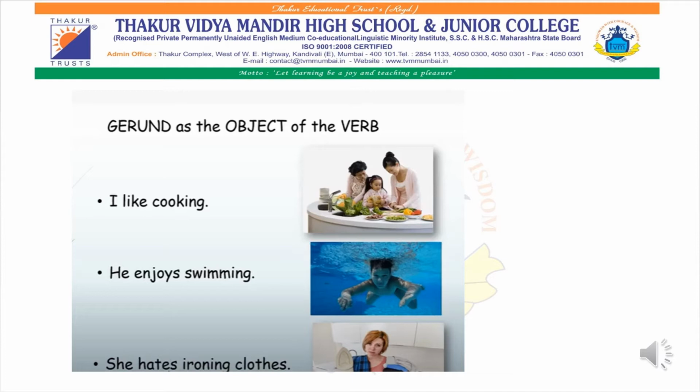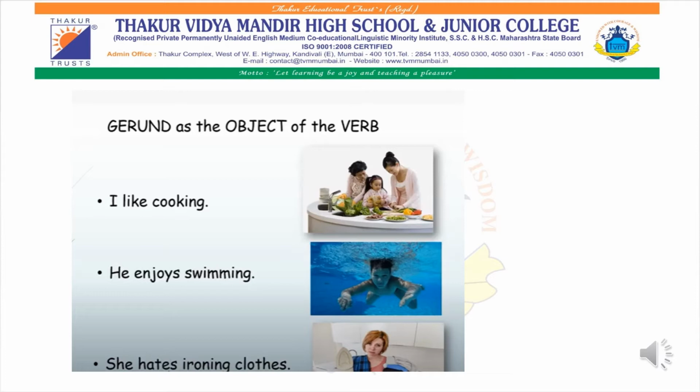Now, let's move to the next sentence. He enjoys swimming. He enjoys something. So what does he enjoy? He enjoys swimming. And over here we get swimming is an object of the word enjoys. Now, in the third sentence, she hates ironing clothes. In this particular sentence, she hates what? She hates ironing clothes. See, we are getting the answer when we ask the question what. So ironing clothes is an object of the word hates.